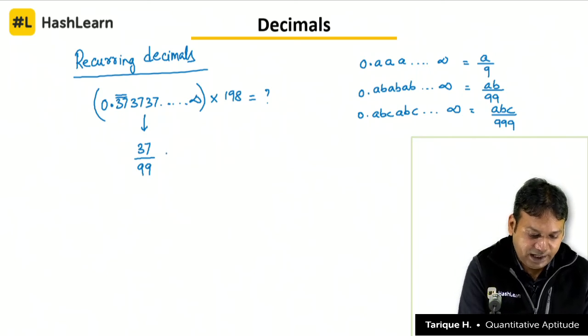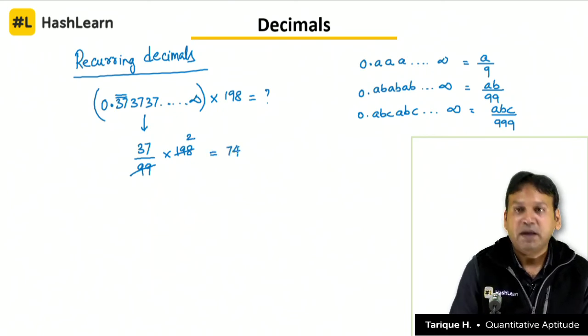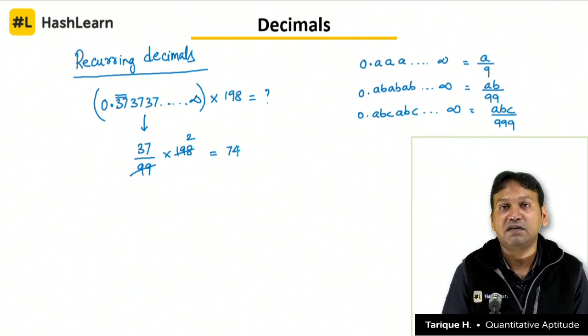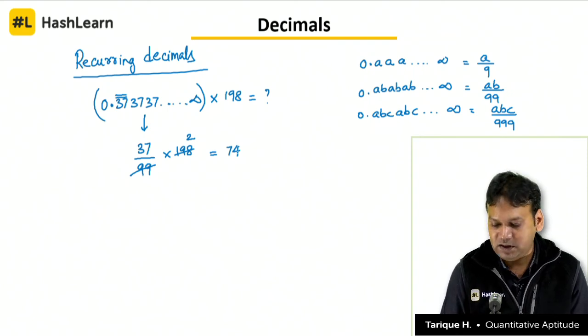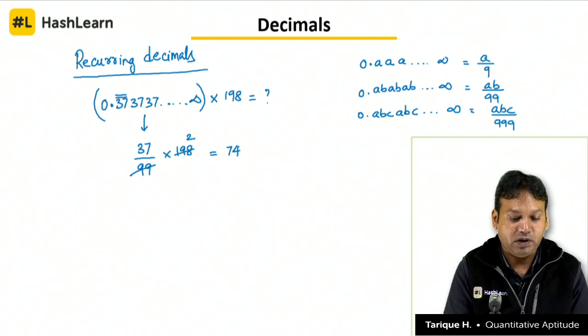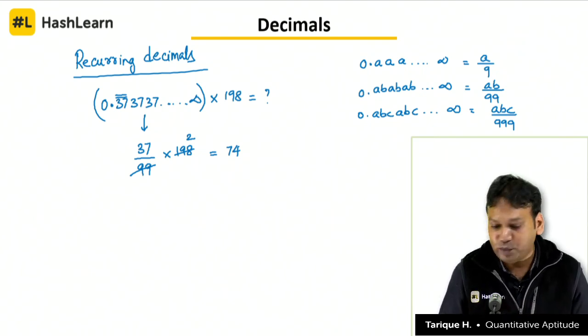So 37 by 99 into 198, 99 will cancel 198 2 times, and 37 into 2 is 74. So if you ever get a question based on recurring decimals, you will know the fastest way of solving and getting the answer. So these are two techniques from fractions and decimals that I wanted to cover, along with the concepts of squares, square roots, cubes and cube roots.